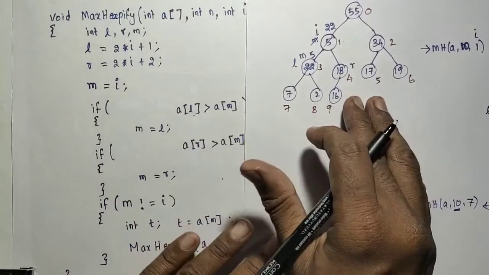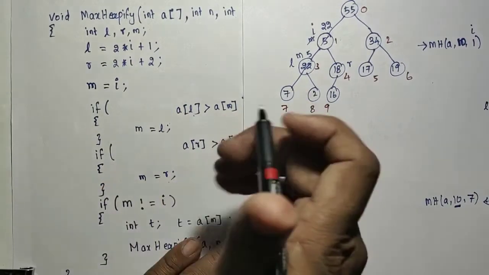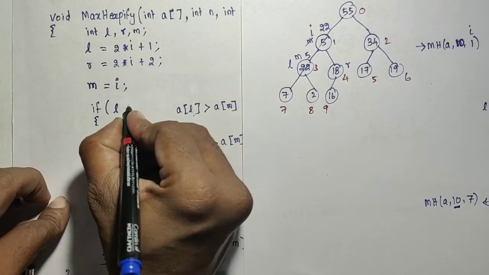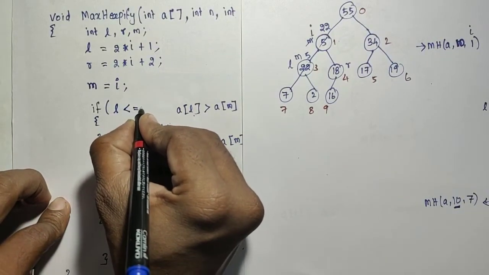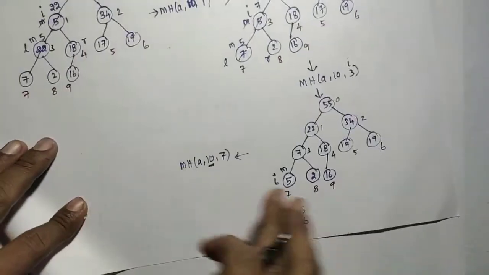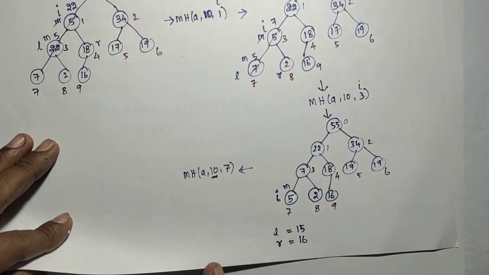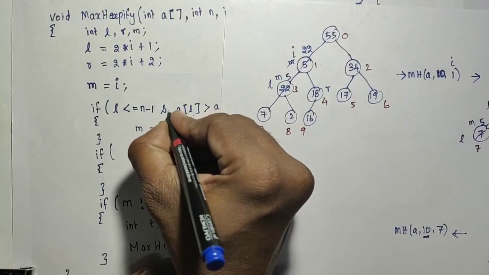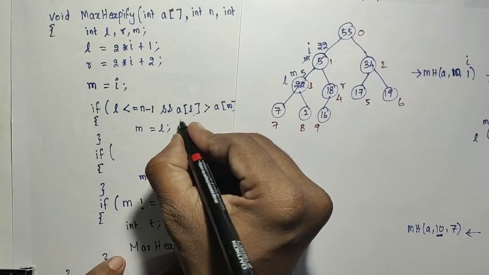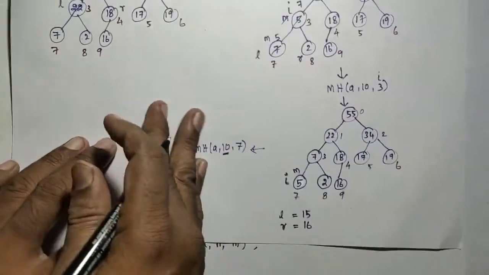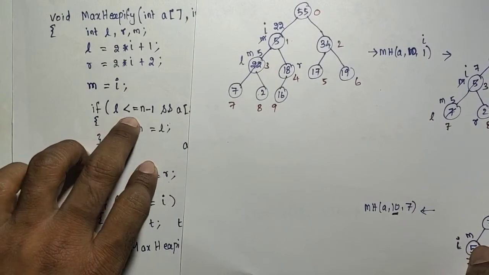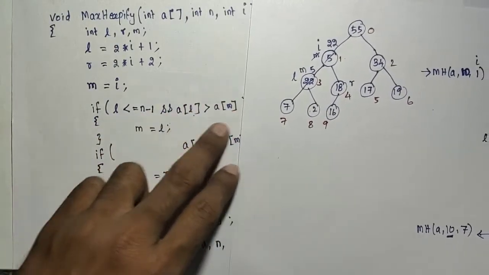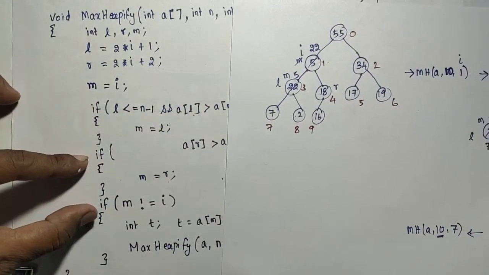So before comparing the Lth element with the mth element, I need to check that L is less than or equal to n minus 1, so less than or equal to 9. If it goes beyond 9, it is invalid. So less than or equal to the last index, and only then can you compare A of L is greater than. In this case, 15 less than or equal to 9 is false. False means it will not do this comparison, so this condition is false, it will go here.